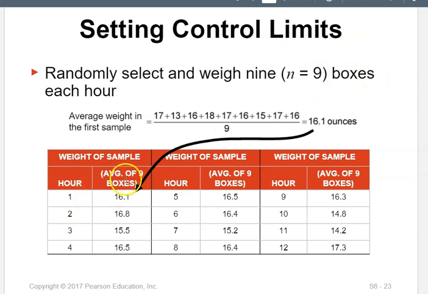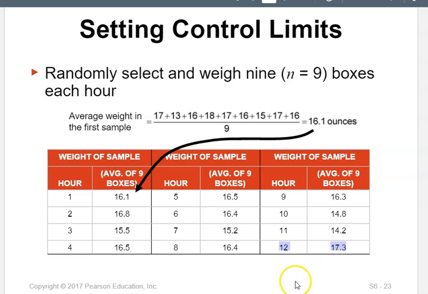The first hour, we collect 9 boxes randomly, and we want to see what the weight is. 16.1. And how did we get the 16.1? You can see the calculation right here. The first box we took has weight 17, then 13, 16, 18, and so on, and then we get the average 16.1. The second hour, another 9 boxes are taken out and weighed. The third hour, the same. The fourth hour, the same. That goes up to 12 hours. So for 12 hours, we take 9 samples each hour.